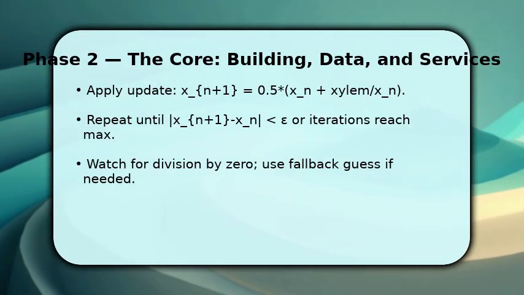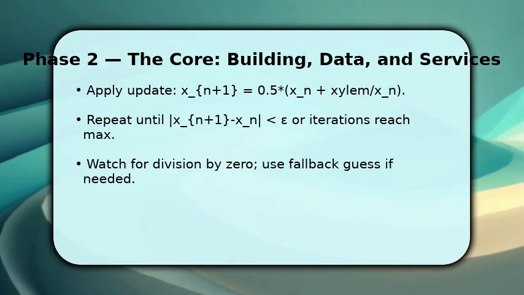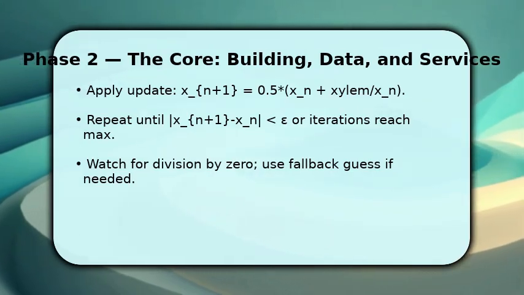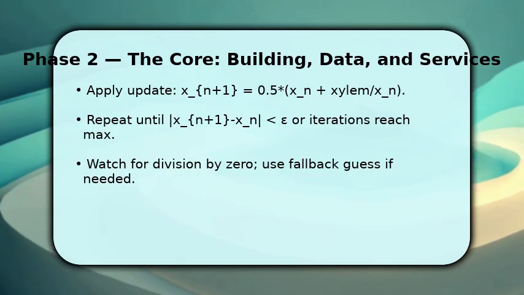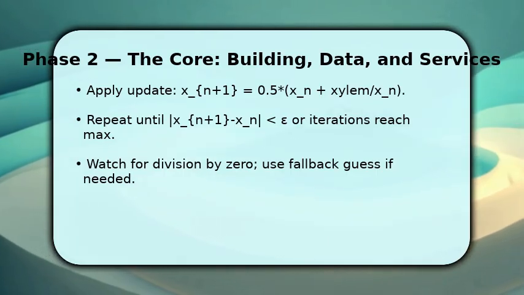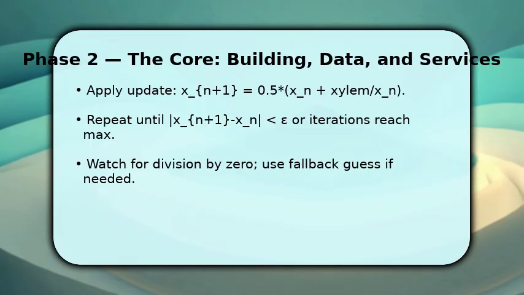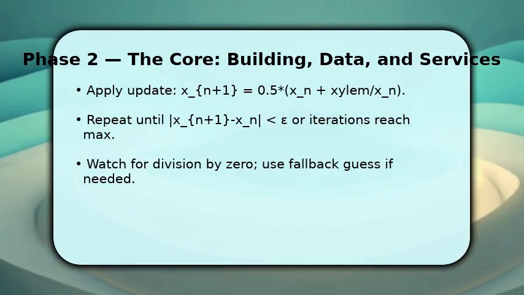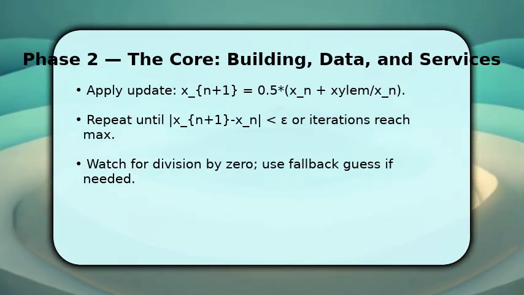Make sure to handle edge cases. If xn becomes 0, switch to a safe fallback like xn equals 1 to avoid division by 0. Also, keep count of iterations so you stop at max. This middle phase refines the value quickly, because Newton converges quadratically.